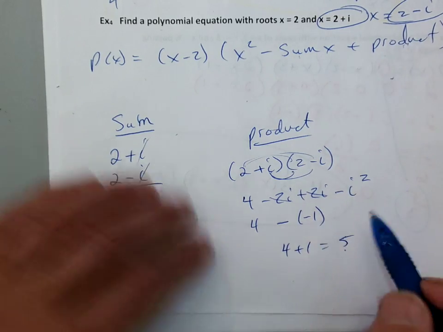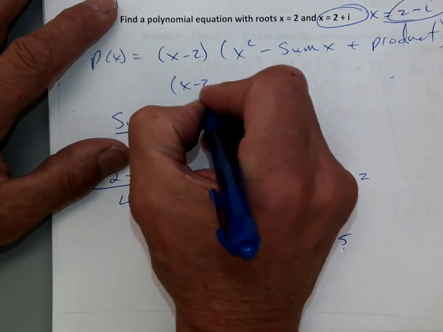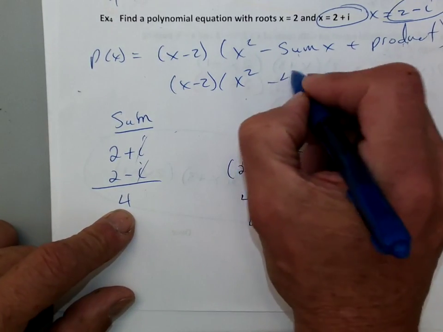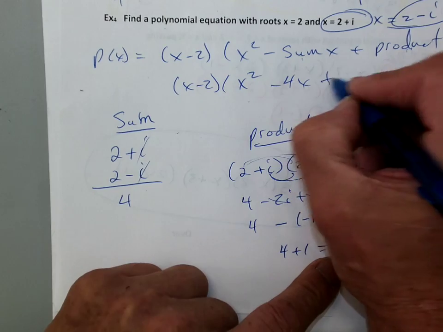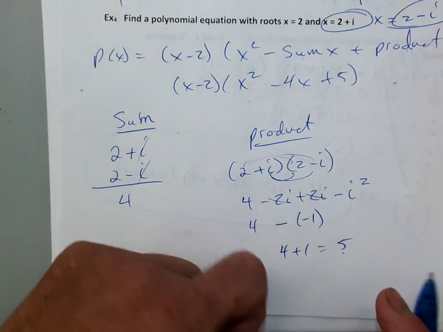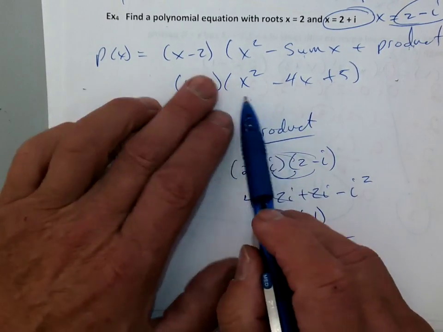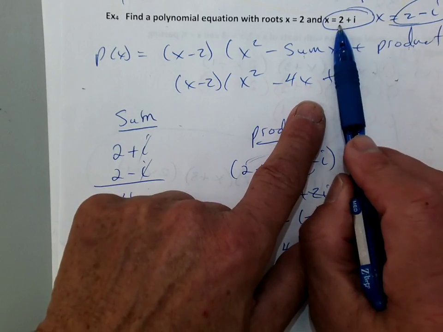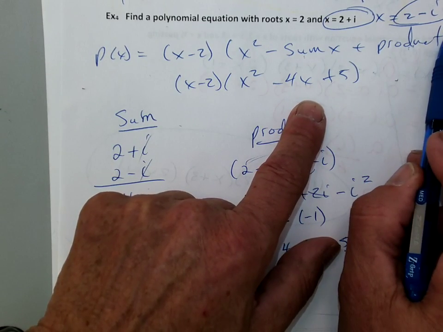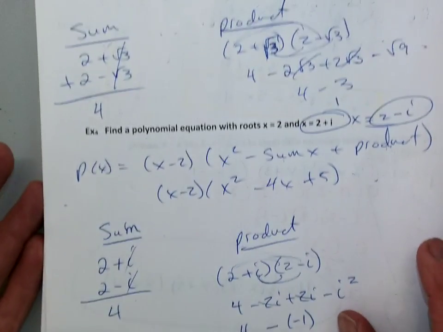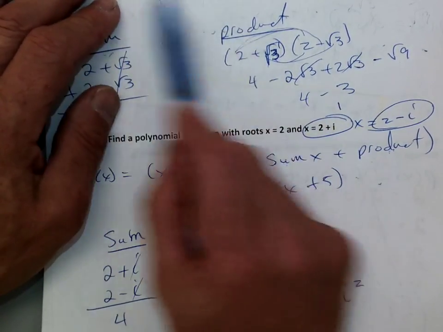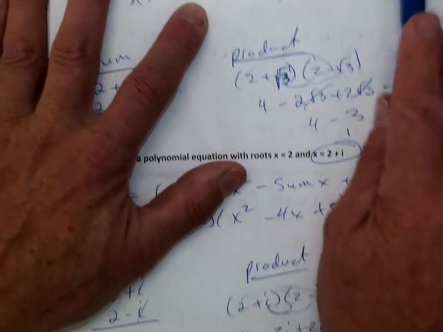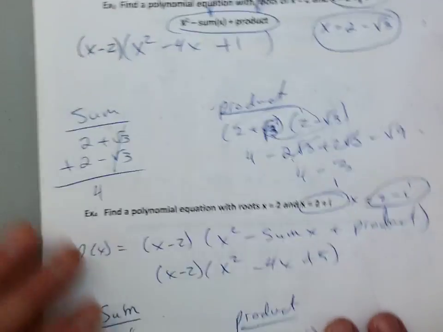So here's my answer. x minus 2 times an x squared minus 4x plus 5. Okay, there we go. And if we did do the quadratic formula, which we're not, we'd get 2 plus I and 2 minus I as answers. And up here, if we did do the quadratic formula on that, we'd get 2 plus the square root of 3 and 2 minus the square root of 3 on those, okay?